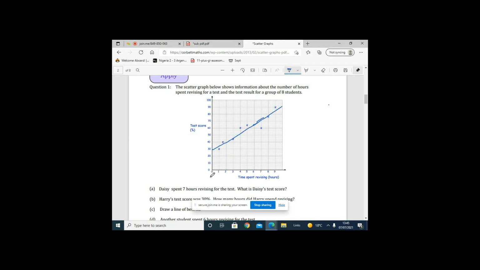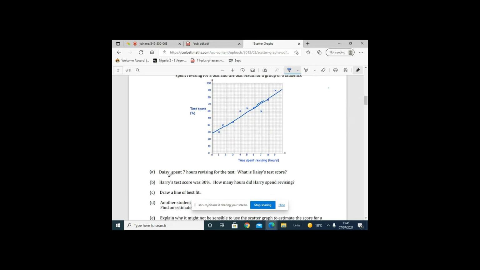Look at this type of question. Dicey spent 7 hours revising for a test. So what is her score? You just go to 7. Trace it. Then you go there. So she's going to score 70%.